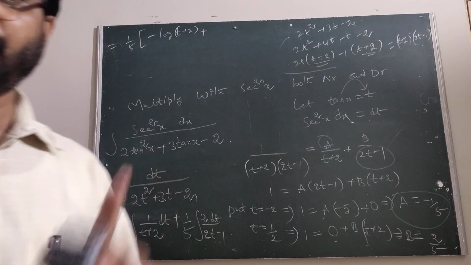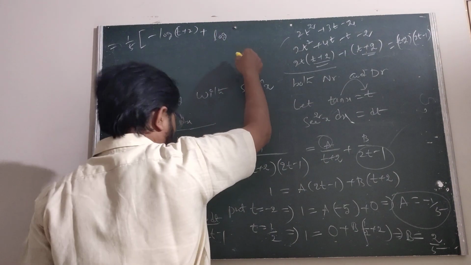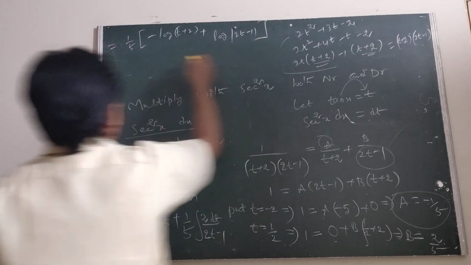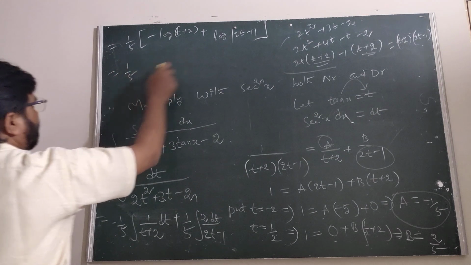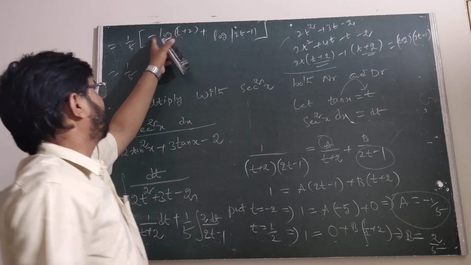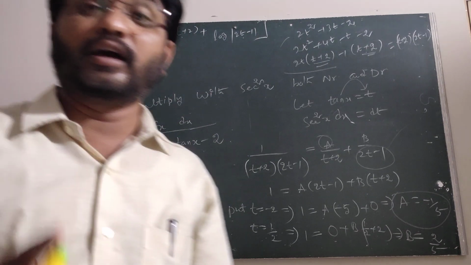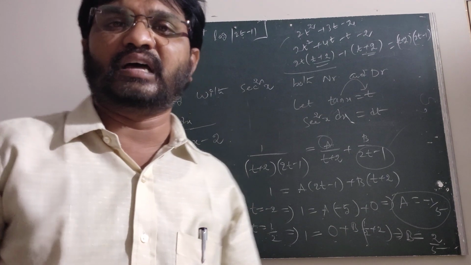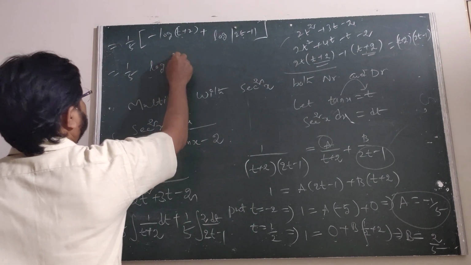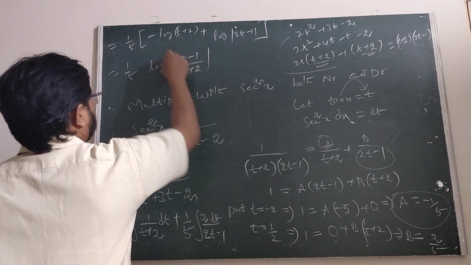f dash of x by f of x is the log mod of f of x, that is the log mod of 2t minus 1. Finally, this is log a minus log b. We know that log a minus log b is the log of a by b. So the log of a by b is the 2t minus 1 by t plus 2 plus c.